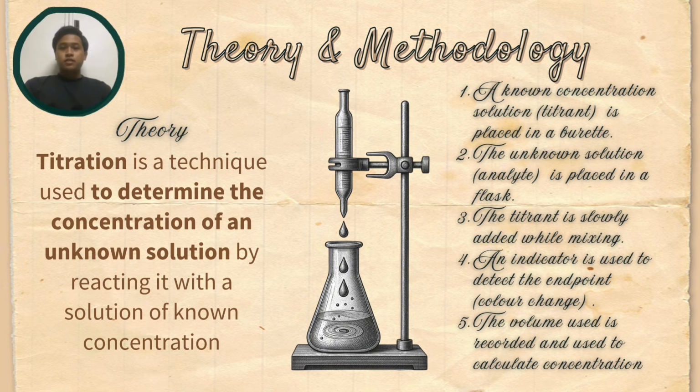For the process, the solution with known concentration is placed inside a burette, while the solution with unknown concentration is placed in the flask. The solution from the burette is slowly added into the flask until it reaches the endpoint, which can be seen through a color change using an indicator. After that, the volume can be used to calculate and find the concentration of the unknown solution.